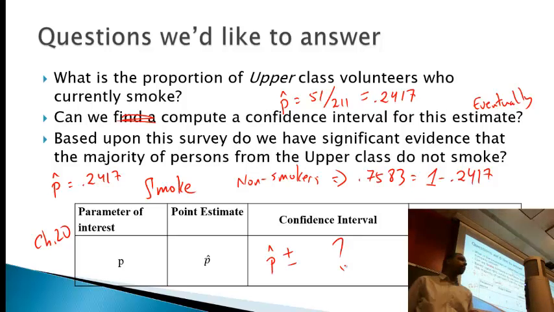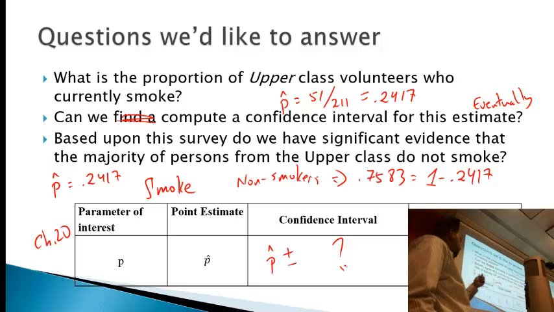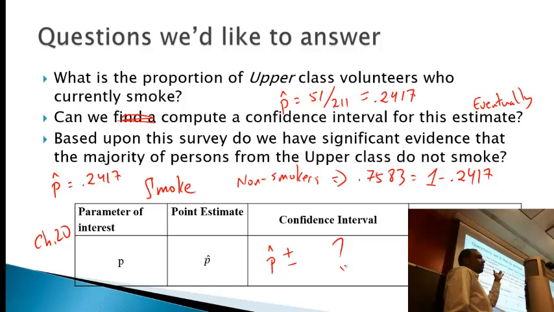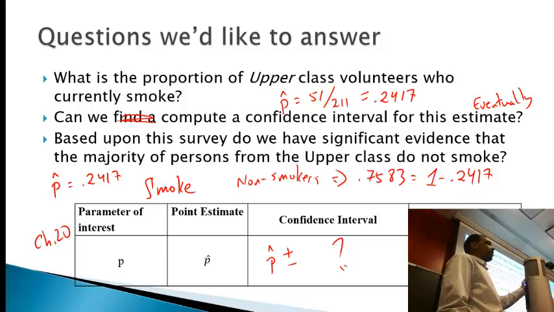Yes, ma'am? I was wondering, why are we unable to assume that 75% are non-smokers if they're just smokers and non-smokers? We can still assume that, but again, this is a random sample of 211 people. So now we're trying to infer upon an entire population. So we can say, yes, 75% is our point estimate in this case, but we're now testing the hypothesis that in general, for every single upper class person out there, is this true?